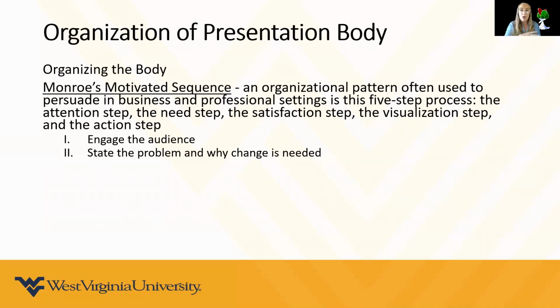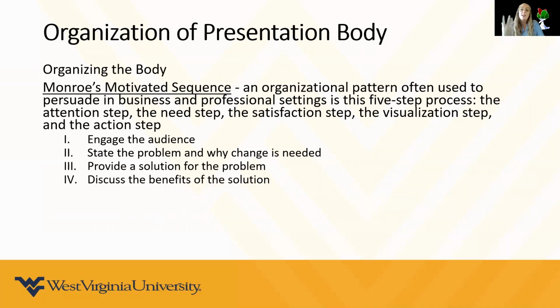Next, we state the problem and why change is needed. So we establish what exactly the problem is and exactly how problematic it is. So why is it bad? Why do we need to change this or solve it? Then we want to provide a potential solution for the problem. We're not very persuasive if we just talk about problems and scream on top of a mountaintop at people, yelling about problems. We have to provide some way to effectively solve this problem.